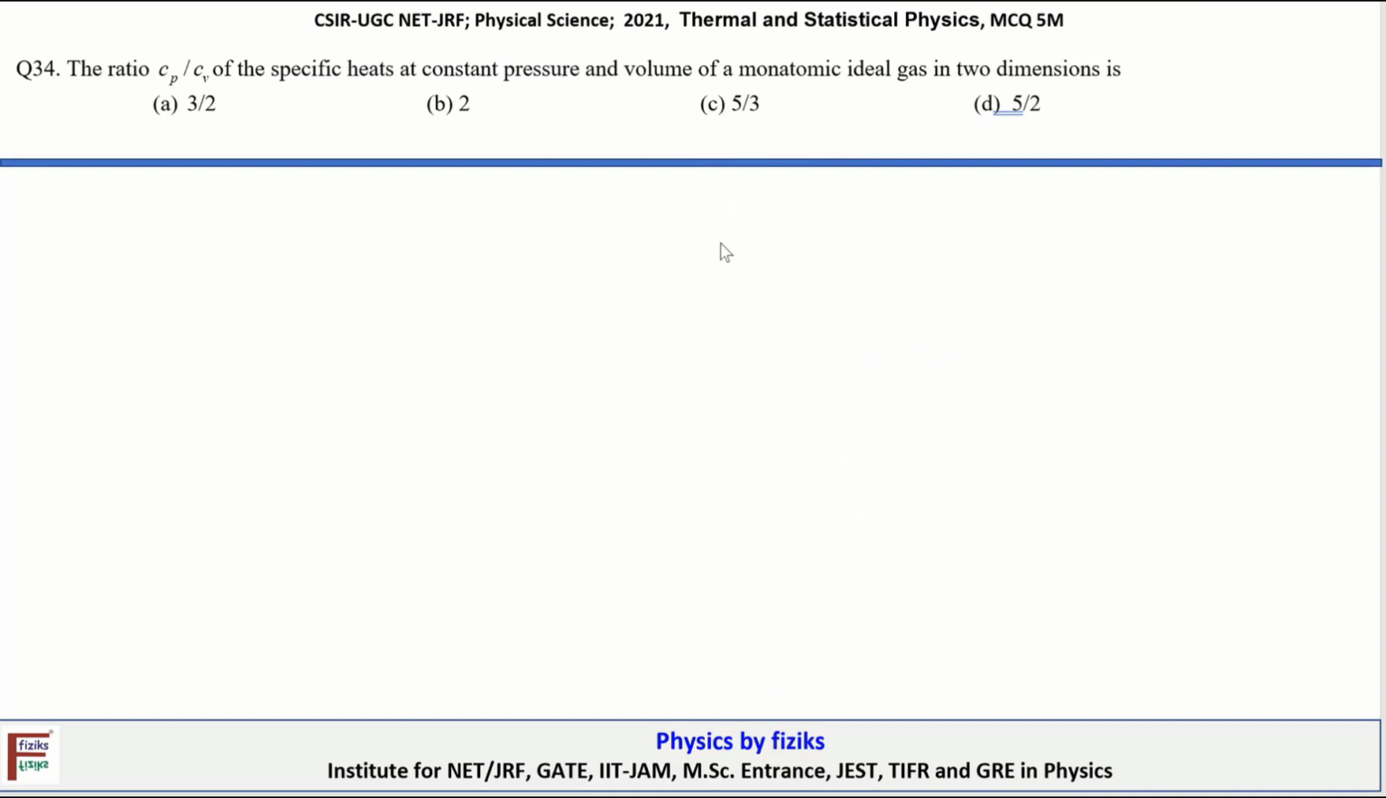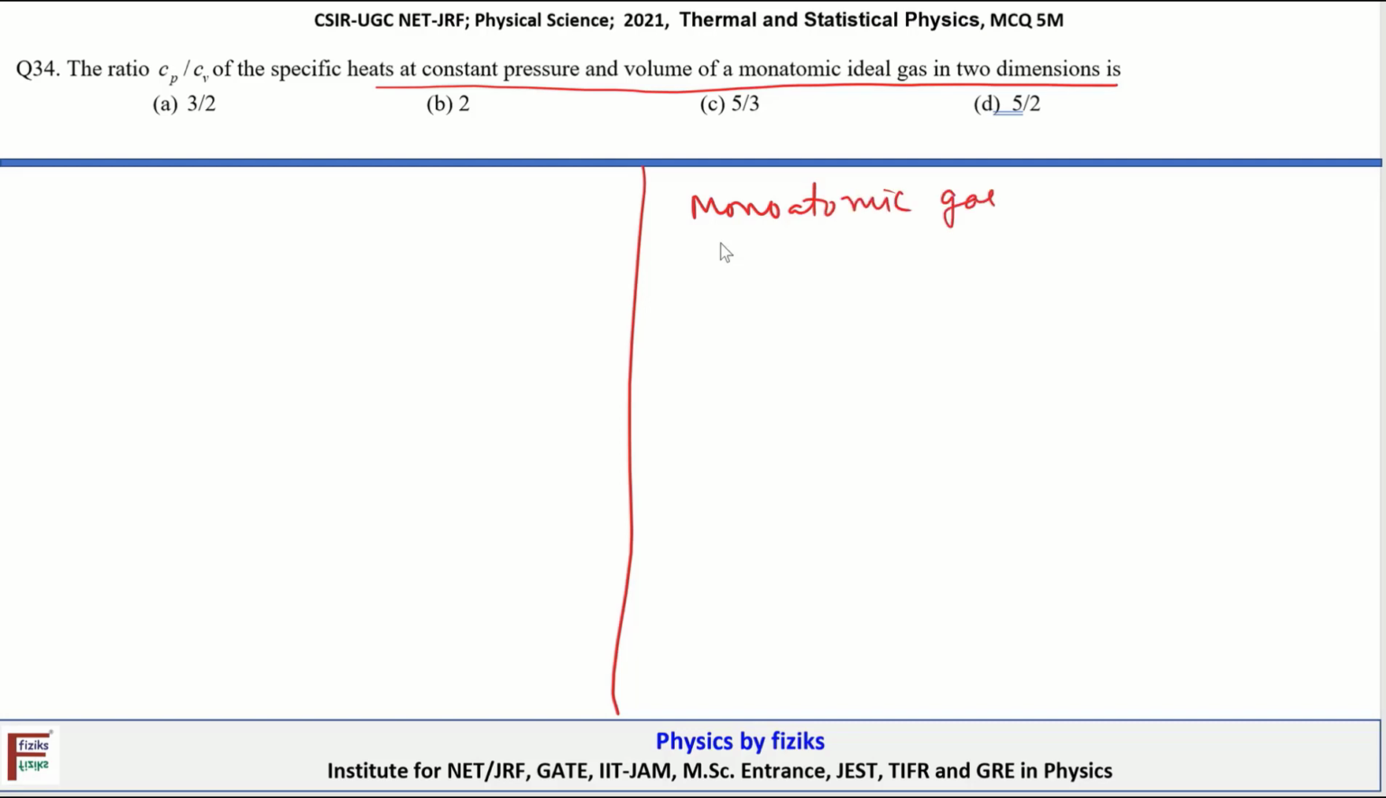Let's come to the next question. The ratio Cp by Cv of the specific heats at constant pressure and constant volume for a monatomic gas in 2 dimensions. So we are given a situation where we are talking about a monatomic gas, and it is confined in 2 dimensions.